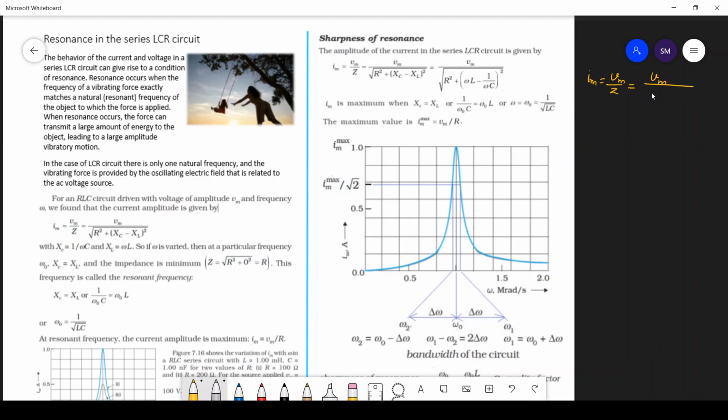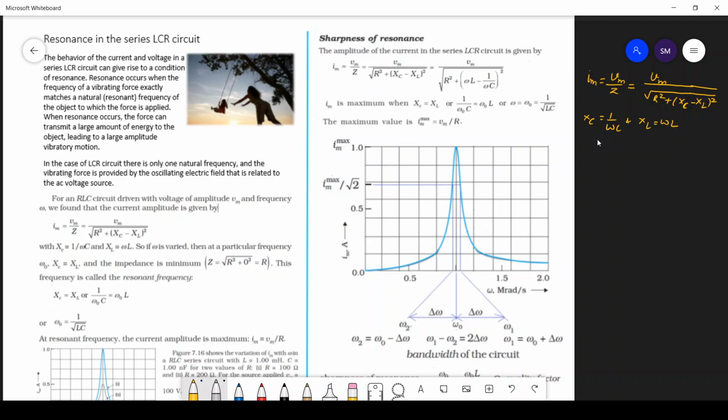And what is the value of this Z? Z is equal to the square root of R square plus Xc, capacitive reactance, minus inductive reactance, and whole square of this. And you know the value of Xc is equal to 1 upon omega C, and XL is equal to omega L.